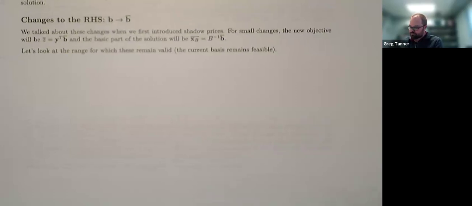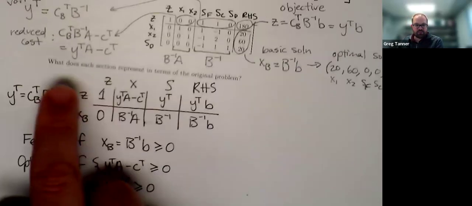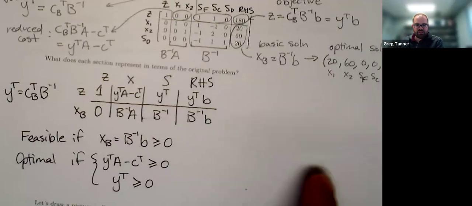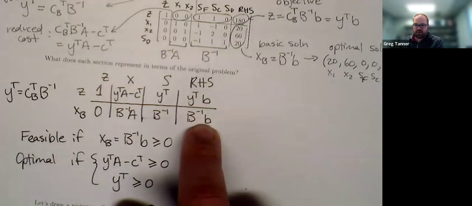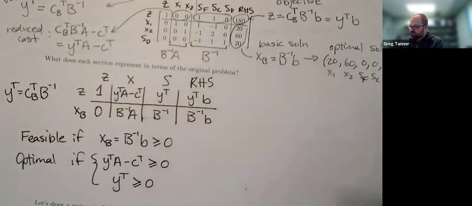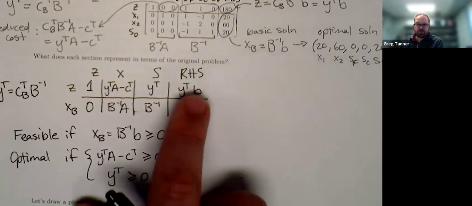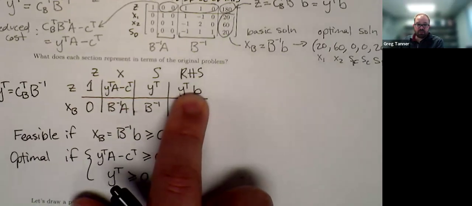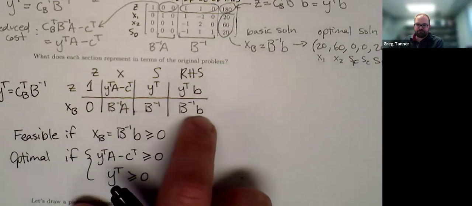Okay, looking back at what changes in our final tableau, the only place where the B vector shows up is in the right-hand side, in the objective value and in the basic solution. And so those are the only things that are going to change. Changing those will change the amount of the optimal solution, and it might change the feasibility.